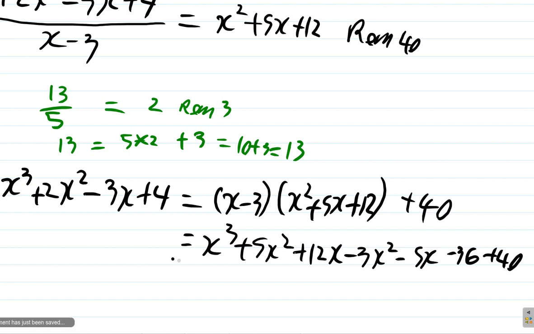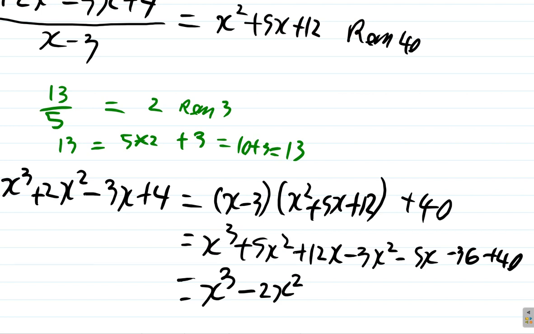So what we have here is going to be x cubed. Put the x squares together. We have a 5x squared minus a 3x squared. That will give us a minus 2x squared. The x is now 12x. Minus 5x gives us what? So we have 12x. How do you get this 5x?